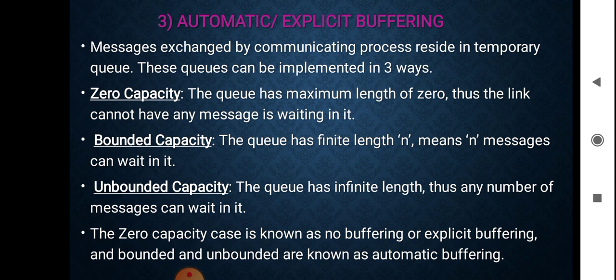The zero capacity case is referred to as no buffering, or explicit buffering. The other two cases, bounded capacity and unbounded capacity, are known as automatic buffering. Clear? So this is the message passing model, the second model of IPC.